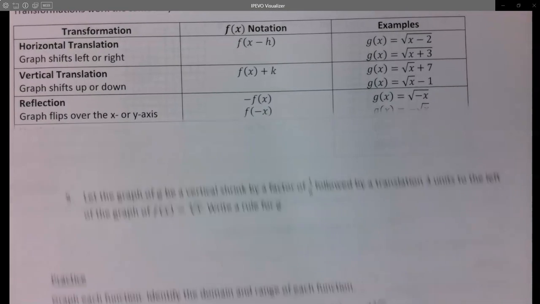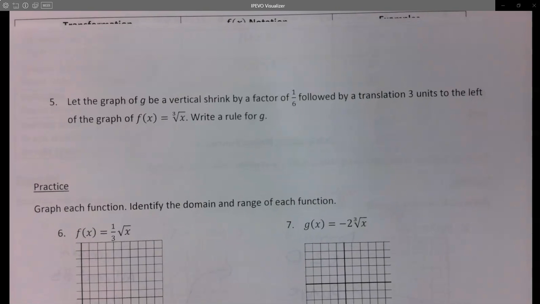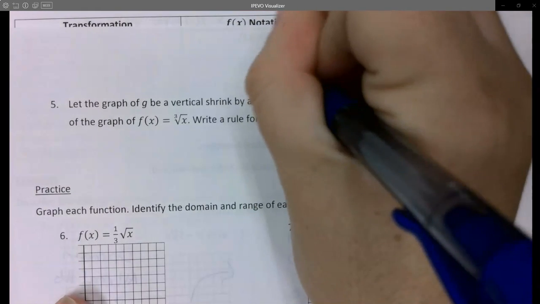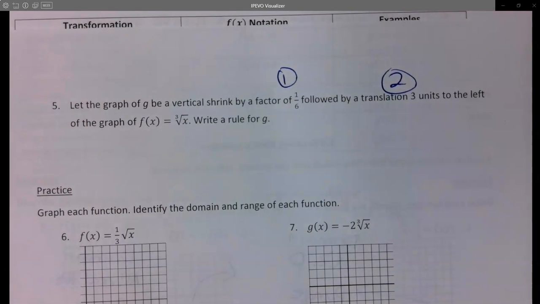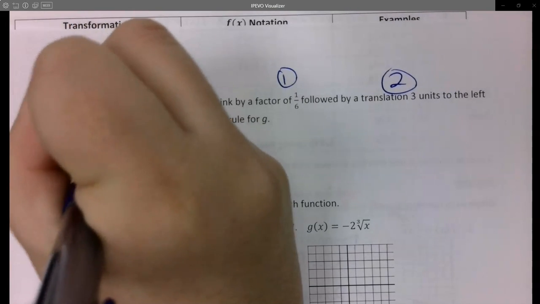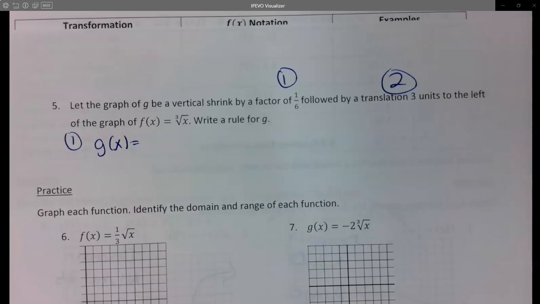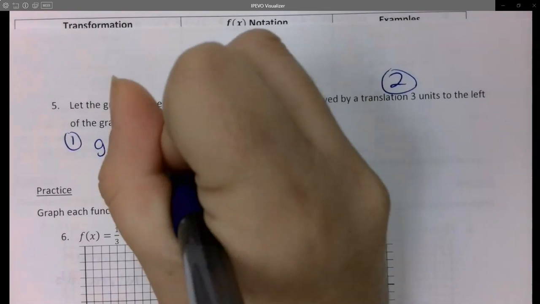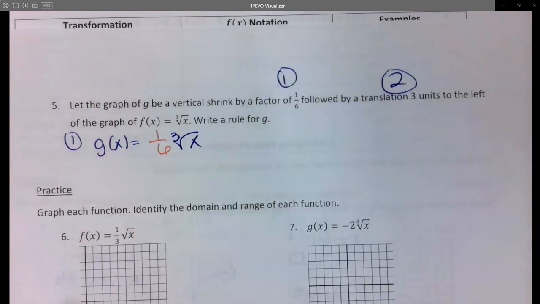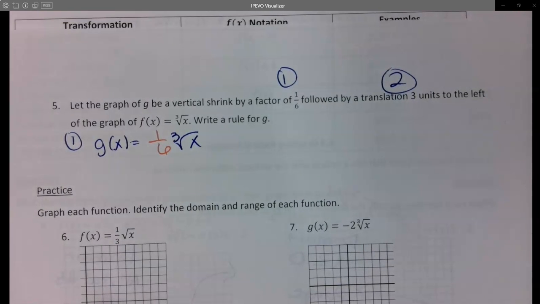Then the last thing I want to go over is one where I have to write the rule. It says let G be a vertical shrink by a factor of 1/6. So this is my first step. And then 3 units to the left, which is going to be my second step. It wants me to write a rule for G. So I'm going to have G of X equals, the vertical shrink gets multiplied on the outside of the original function. So all I have is the cube root of X. That isn't going to change much, it just gets written on the outside.